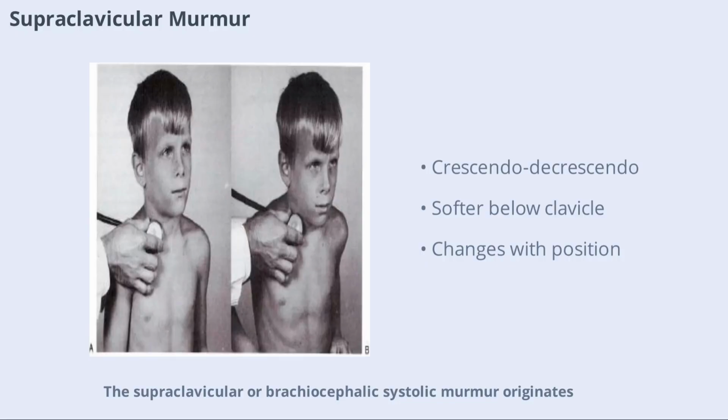Supraclavicular or brachiocephalic systolic murmur originates from the aortic origins of major arteries. It is characterized by a crescendo-decrescendo pattern and is often softer below the clavicle. This murmur can be distinguished from pathological murmurs by its response to shoulder abduction.